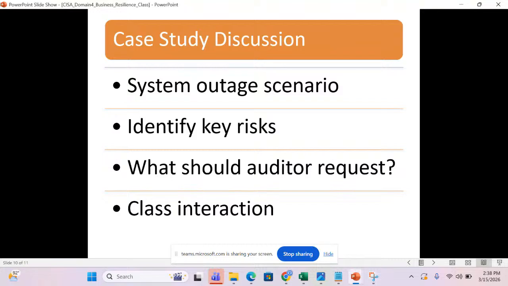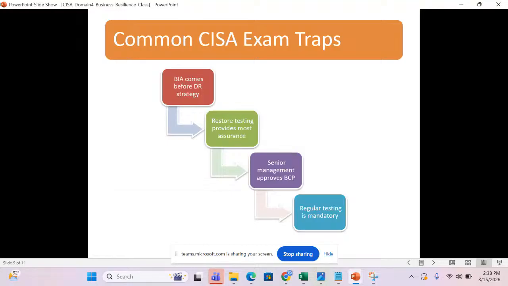So let's look at common exam traps. We say your BIA will always come before your disaster recovery strategy. Yes, of course. When we were discussing earlier, we said that it is from your business impact analysis that you will know the type of disaster recovery strategy that you want to put in place, either a hot site, a warm site, or a cold site. It's when you have identified your critical assets, you know your RTO and RPO, and you assess financial and operational impact, that's when you know what type of disaster recovery strategy suits my business.